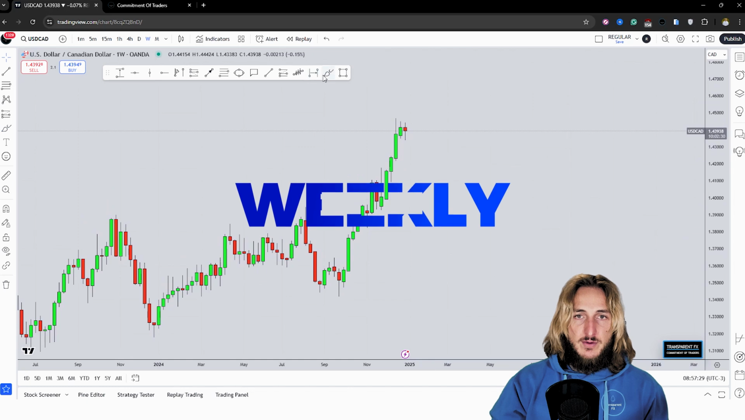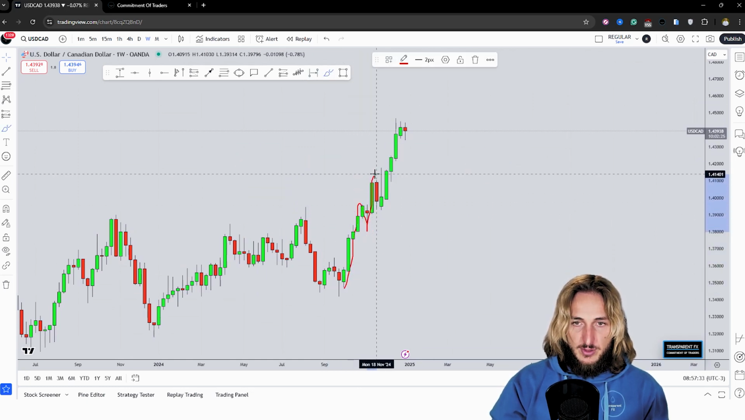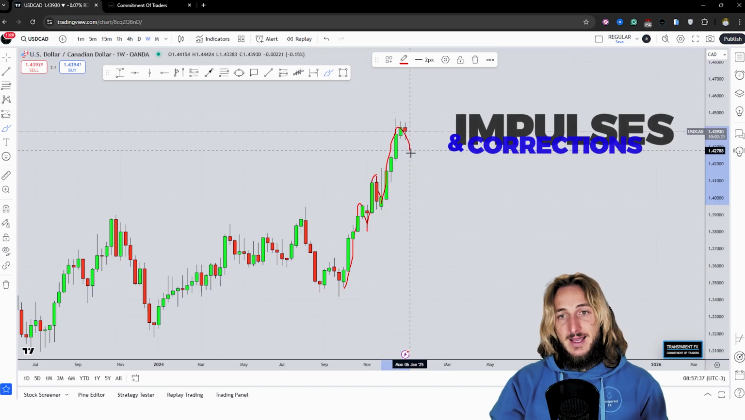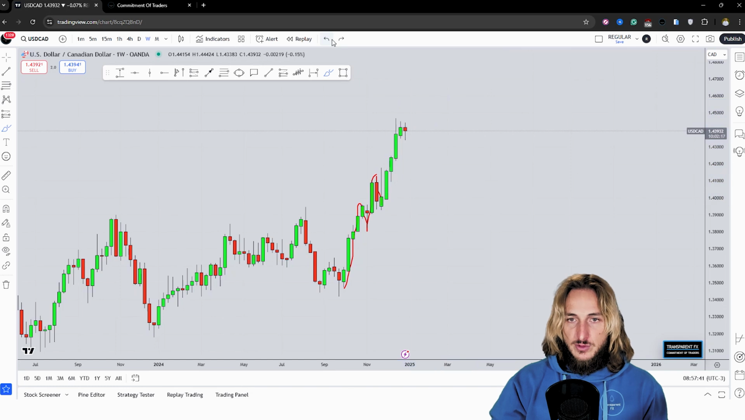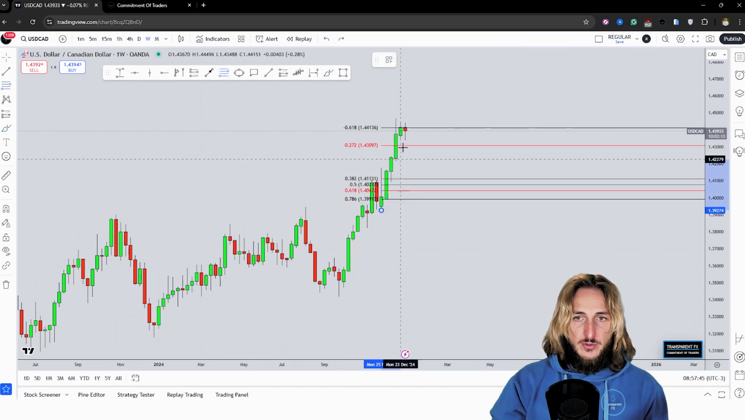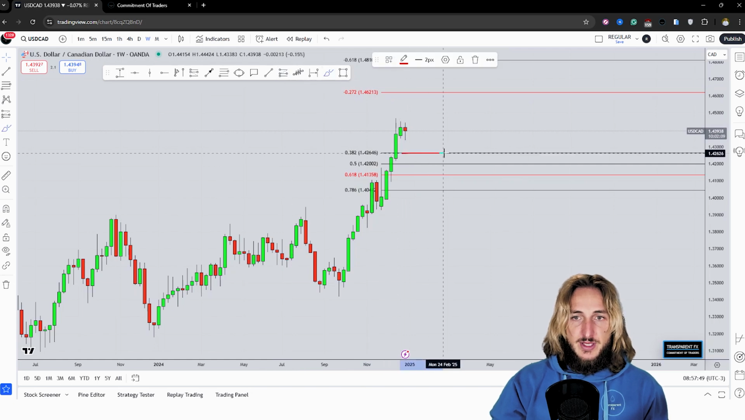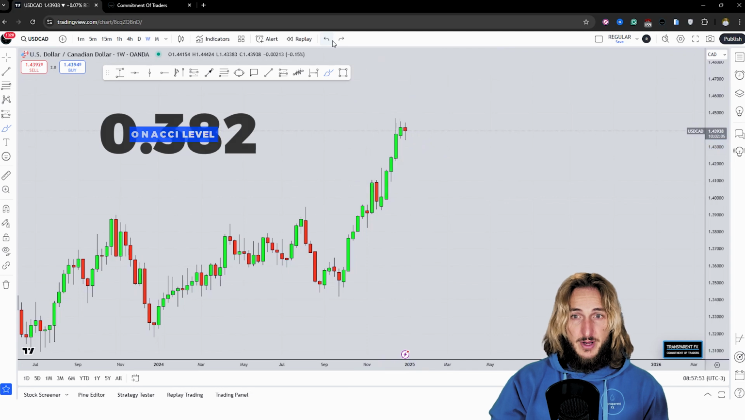Now, on the weekly time frame as well, we can notice how we just got an impulse, correction, new correction, and now we got yet another impulse. So again, the next logical step would be to see first the correction and then the continuation to the upside. Now, if we take our Fibonacci from the low to the high of this impulse leg, we can see how the first correction level would be this 0.382. So there is definitely some space for bearish continuation.